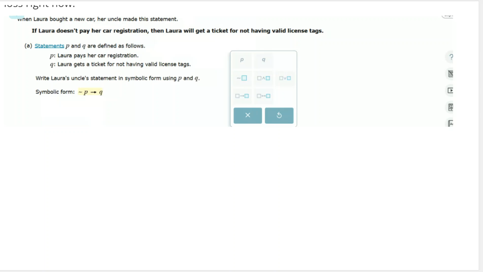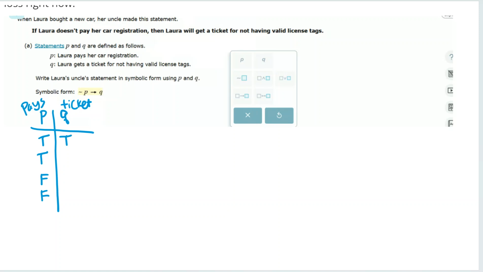So think of it like a PEMDAS problem. You work a little bit at a time. I do the same with these as well. So I'm going to start off by making my truth table. Okay, P, Q, and this is whether she pays, and this is if she gets a ticket. Now we've got 4 combinations. She can either pay or not pay, and either get a ticket or not get a ticket.